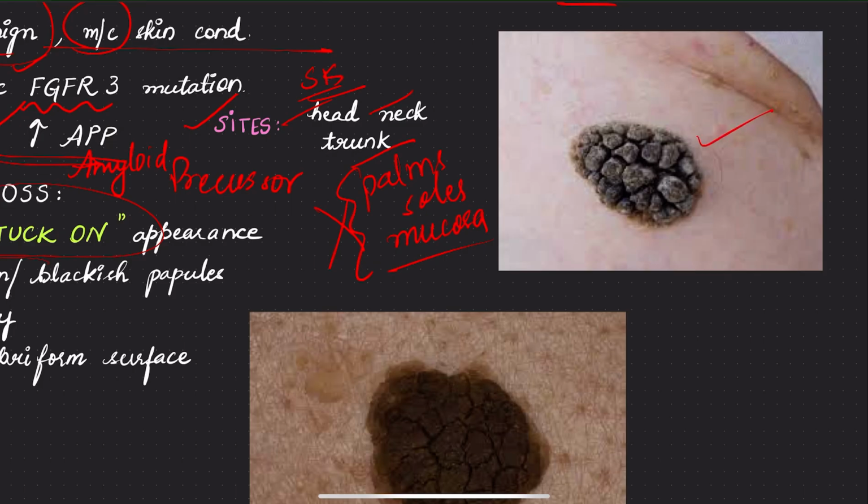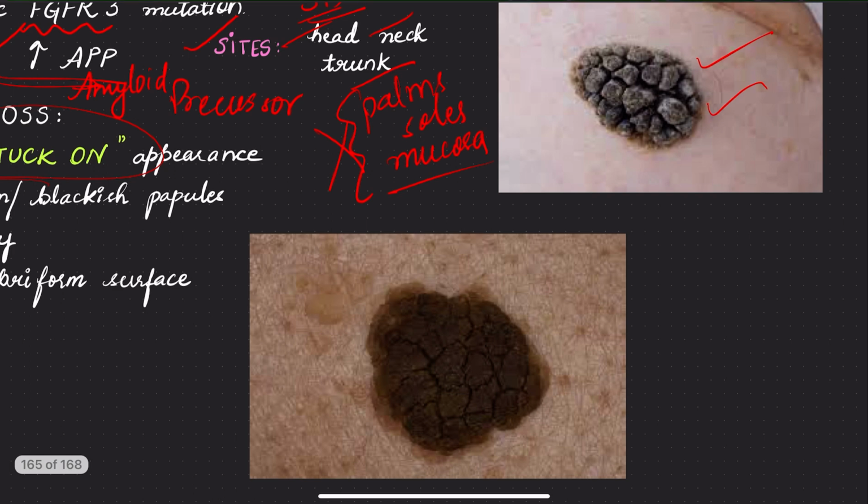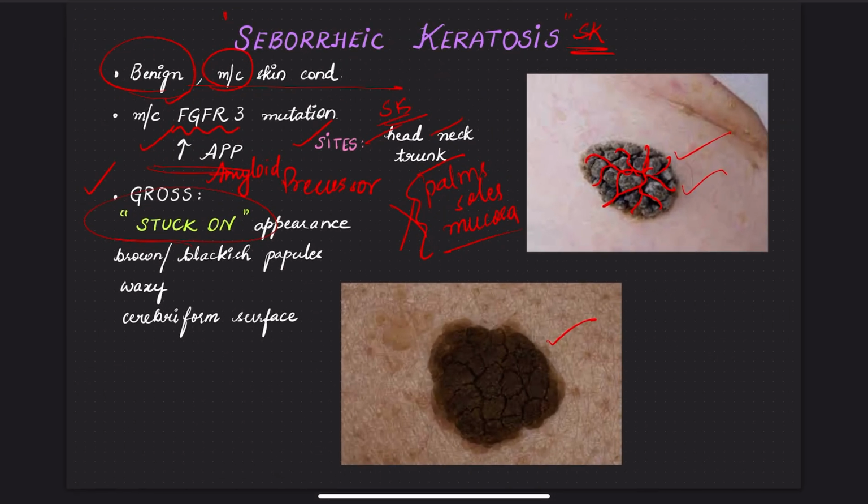Grossly, a few of them are dry, and a few give a glossy or waxy appearance. The external surface is cerebriform, like the external surface of the brain with its gyri and sulci. In the same way, they show grooves and ridges, elevations and depressions. Hence it looks like a cerebriform external surface. These are blackish to brownish papules with a waxy cerebriform surface.